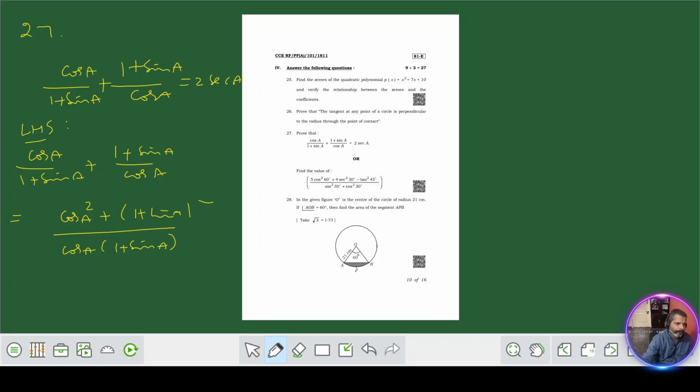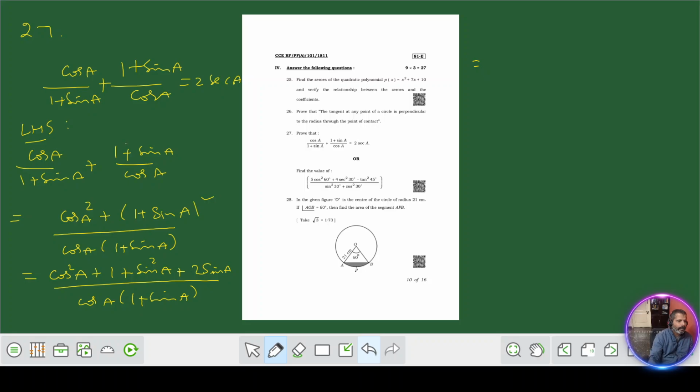Write clearly 1 plus sin A whole square. Expand that 1 plus sin A whole square. In the numerator, cos square A remains the same. So (A plus B) whole square, you substitute that: 1 plus sin square A, that is A square plus B square plus 2AB, 2 into sin A into 1, it doesn't matter. Here you write cos A of 1 plus sin A as it is in the denominator.